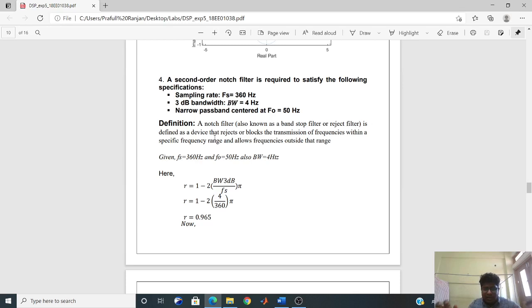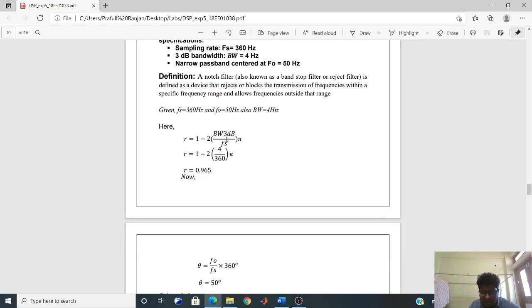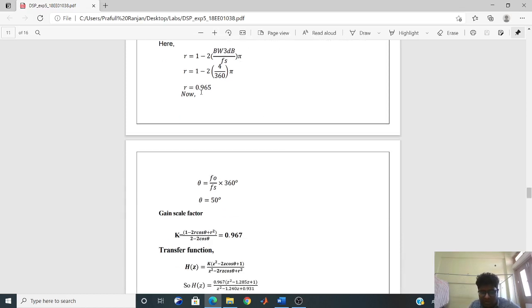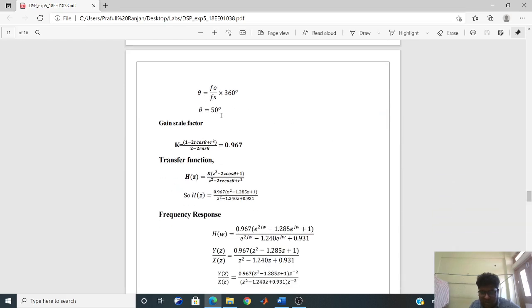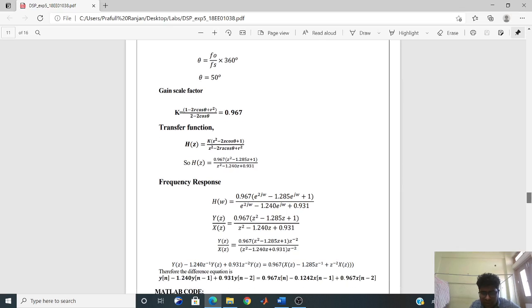So what is its definition? It is defined as a device that rejects or blocks the transmission of frequencies within a specific frequency range and allows frequencies outside the range. These are the values which I have calculated. R is this one. I put the values from the given specifications, and I got R equal to 0.965. Using the same formula, theta is equal to f naught by fs into 360, I got theta equal to 50 degrees. And now I have calculated the gain scale factor for the band stop filter, and I got 0.967.